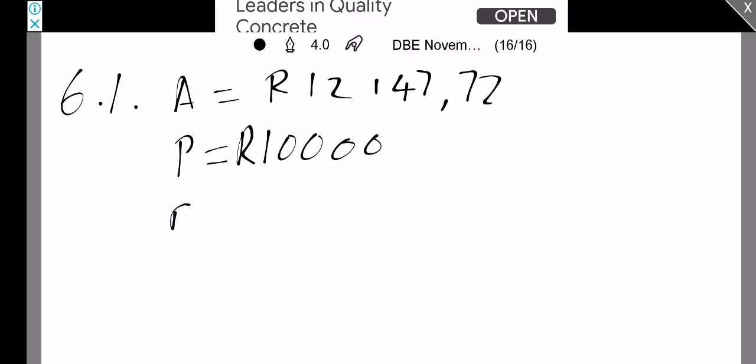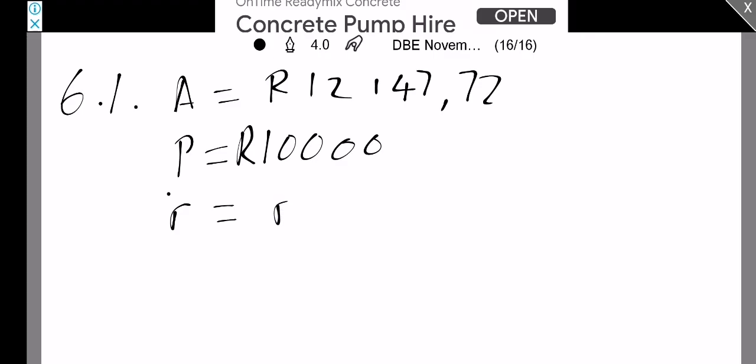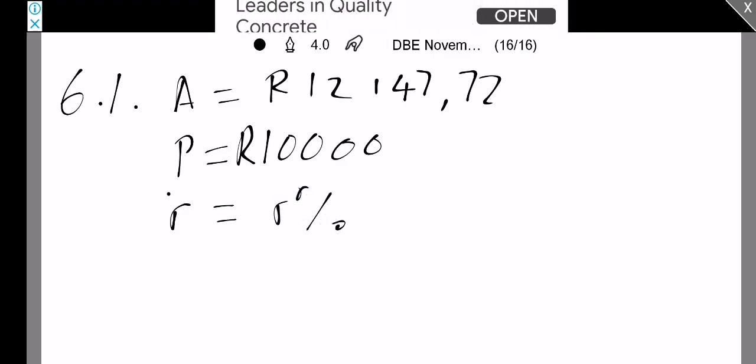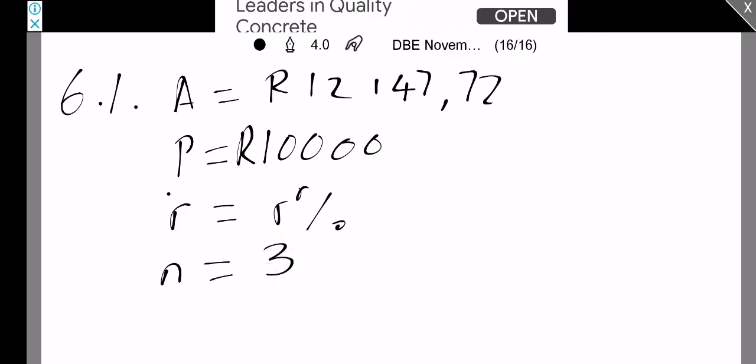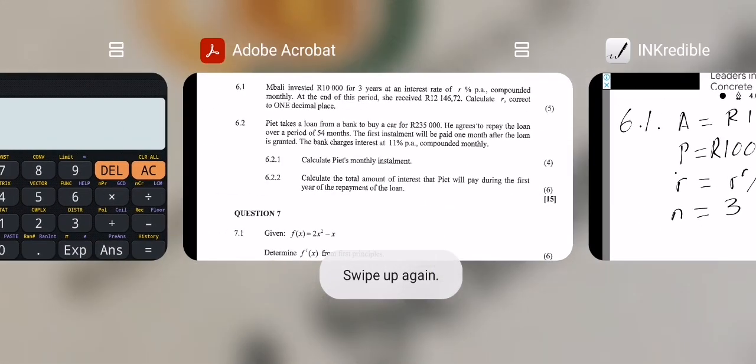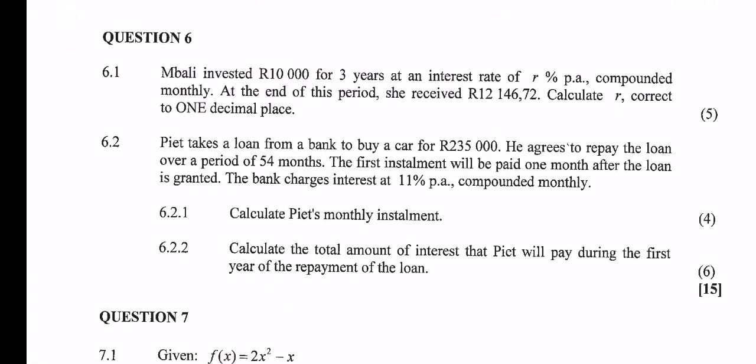We don't know I, which equals R%. And we know N, the number of payments. It was paid over 3 years. Okay, I'm just going to go back to the question. I'll come back to that. Let's read the question again.